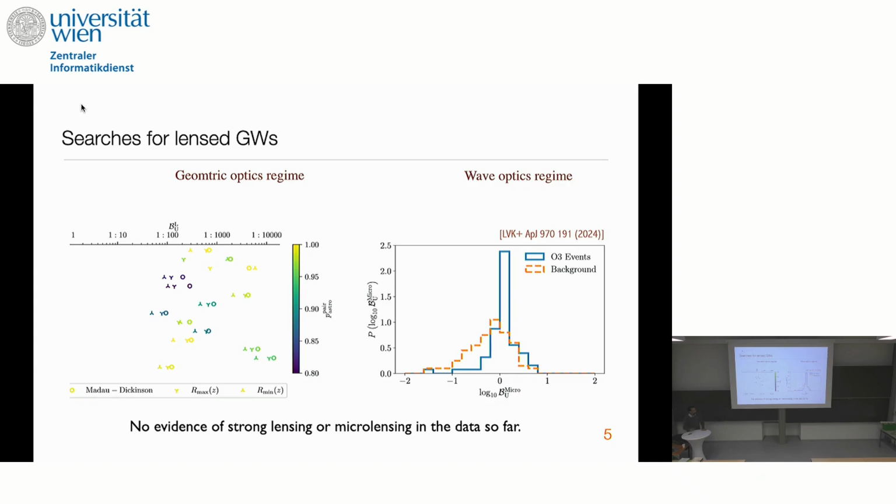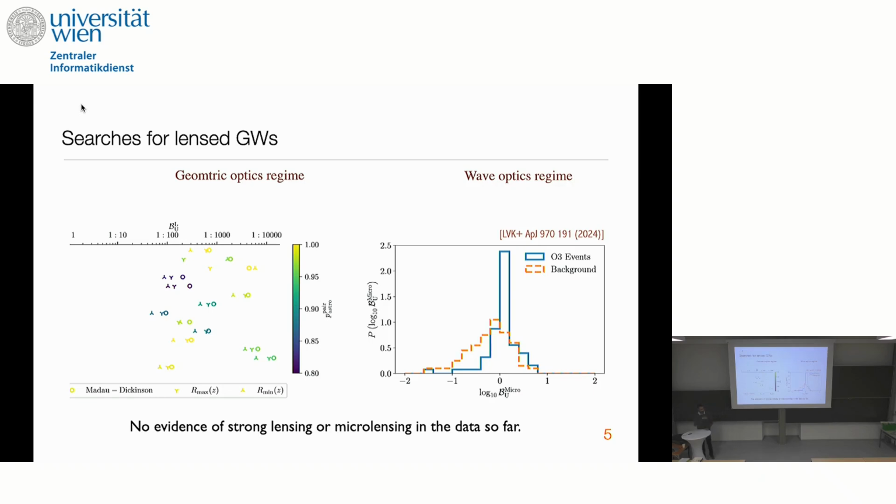On the right-hand side, on the other hand, shows the Bayes factor, or the likelihood ratio, between the microlens hypothesis and the unlensed hypothesis obtained from the foreground events from the third observing run, O3, the blue histogram. So you see some values with a log Bayes factor of order 1, but now you have to ask how significant that Bayes factor is.